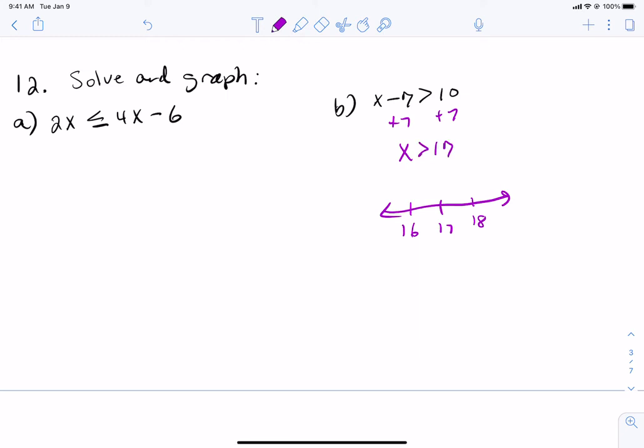Now, if it has the equal to, we're going to use a closed-in dot. Doesn't have an equal to, remember, open circle. So we're going to put an open circle on 17. See how this shape is on this arrow? I can remind you where you're going to head to. We're going to shade to the right. Greater than goes to the right. Less than goes to the left.